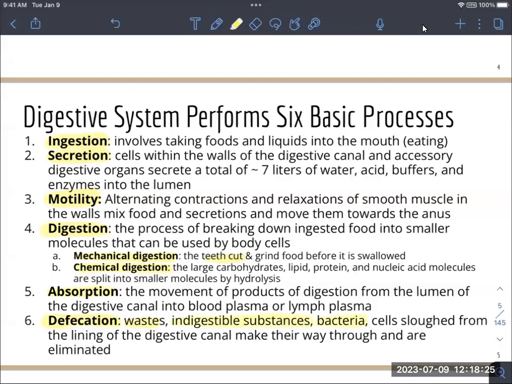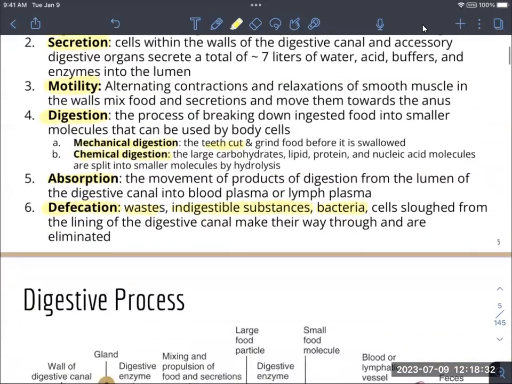Bacteria, cells from that digestive canal. A lot of different things can be eliminated out.